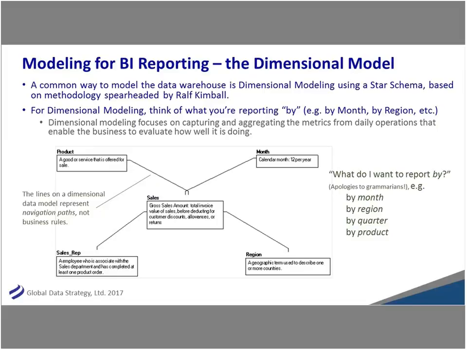One way I like to think about it, and apologies for anyone who's a grammarian on the call, is: what are you reporting by? So I'm reporting by month, by product, by sales rep, for example. And that's really what's going to be your dimension. So the thing in the middle, the fact, is what I'm reporting upon, and the things around the star are what I'm reporting by. That's probably the easiest way to think about it. And the lines in the star schema model are your navigation paths for the reporting.